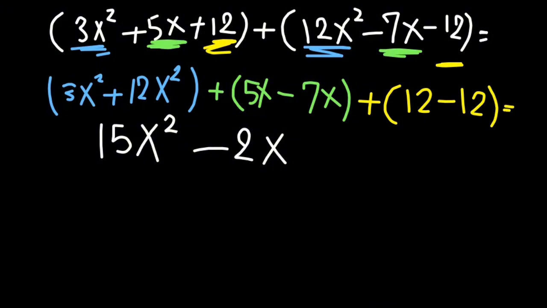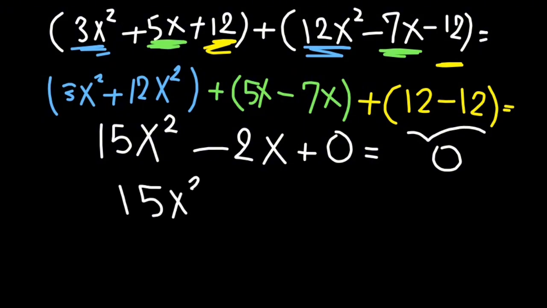The last one, we have 12 minus 12, which is actually 0. So we can add plus 0. To write it in the simplest form, there's no need to write this 0. So it's 15x squared minus 2x. This is the final answer and the simplest form.